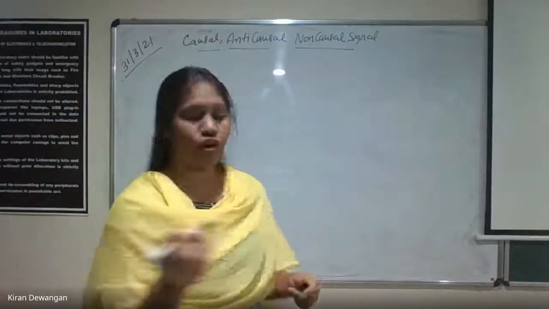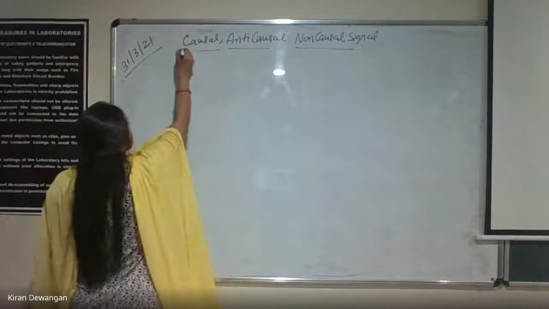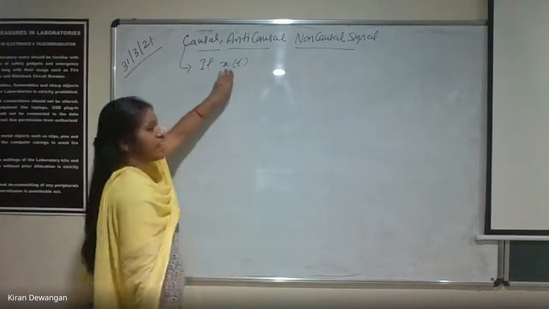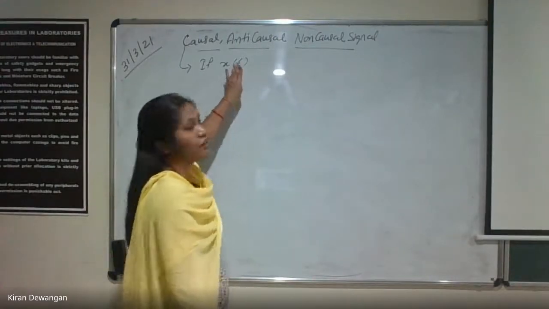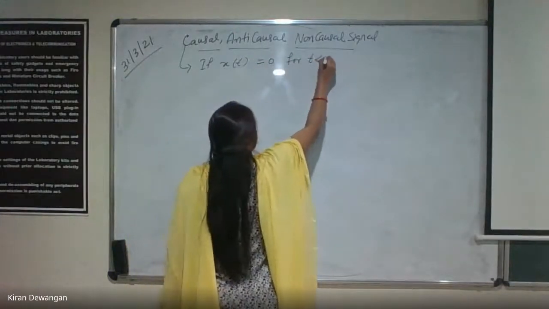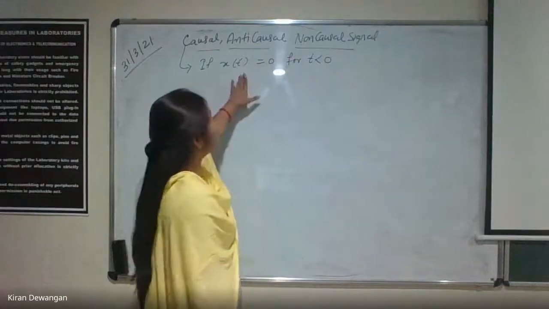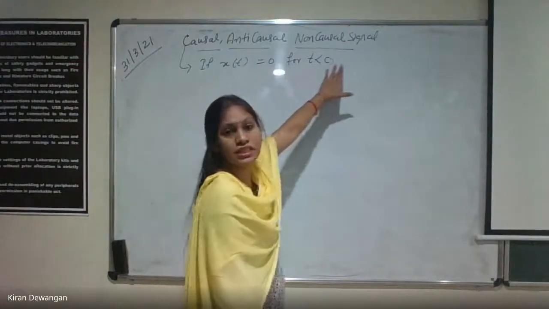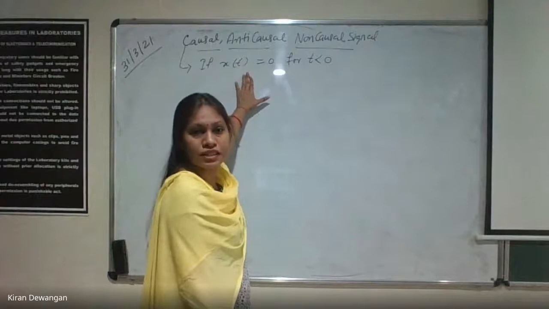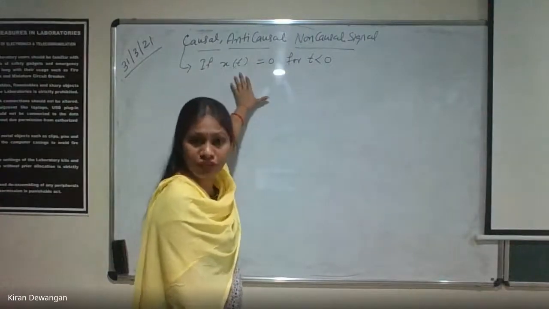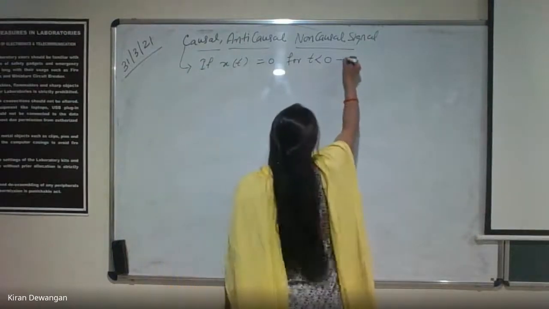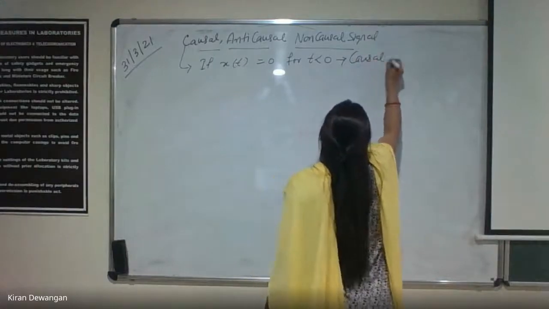A causal signal is defined as follows: let us say x of t is any particular signal, and if x of t is 0 for all values of t less than 0, then the signal is a causal signal.